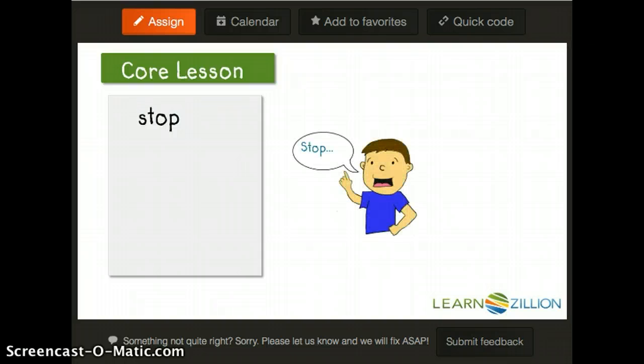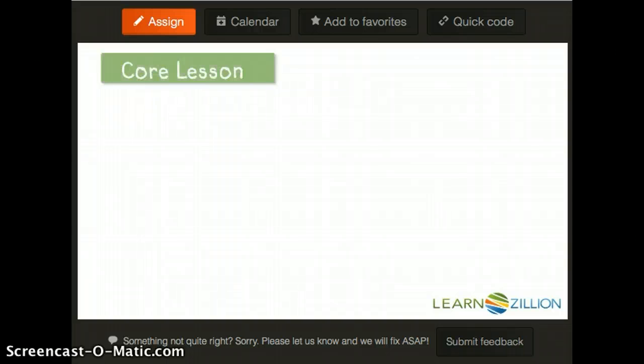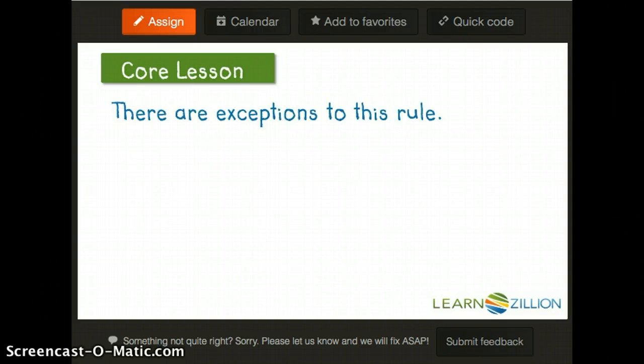Here we have the vowel O followed by the consonant P. So let's try pronouncing it with a short vowel sound. Stop. That works. Here we have the vowel E followed by the consonant N. Let's try it with our short vowel sound since it's closed. Men. And here we have two vowels, both followed by consonants. So let's try dolphin. There are exceptions to this rule. Let's look at a few more examples.